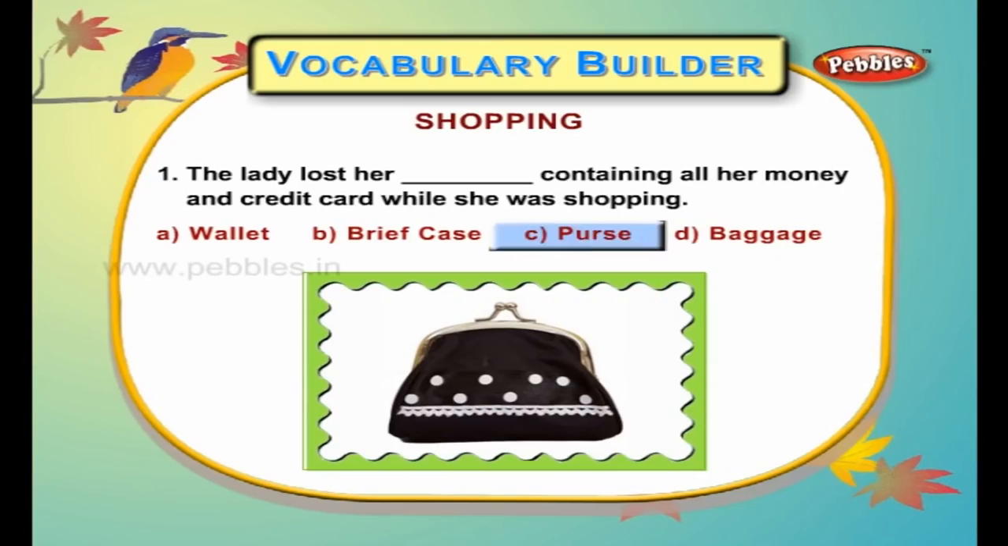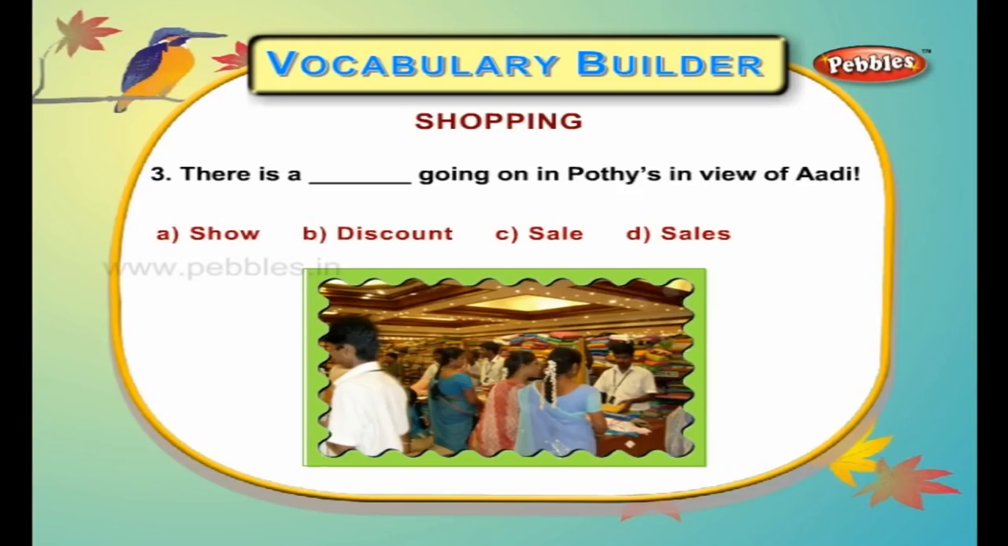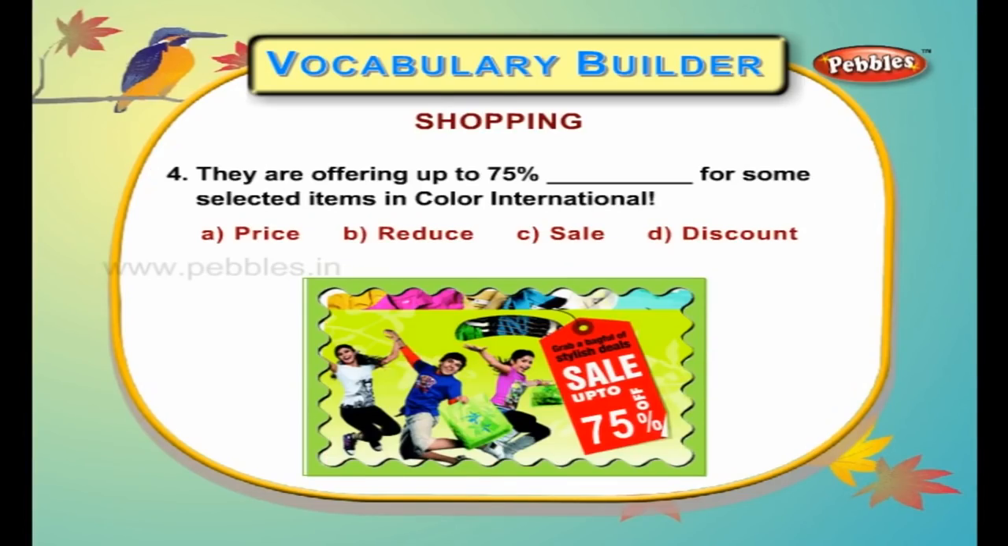The lady lost her purse containing all her money and credit card while she was shopping. The mobile phone actually costs rupees 5,000, but I bought it at a reduced price of rupees 3,500. There is a sale going on in Pothys in view of Adi. They are offering up to 75% discount for some selected items in Colour International.